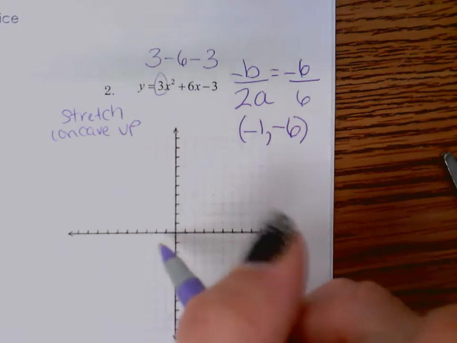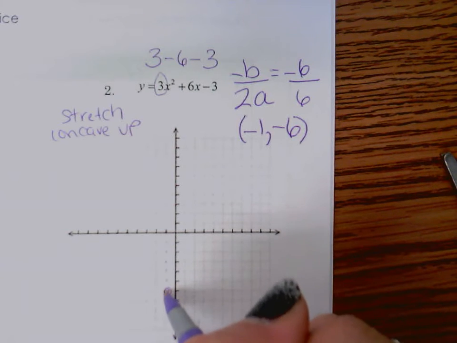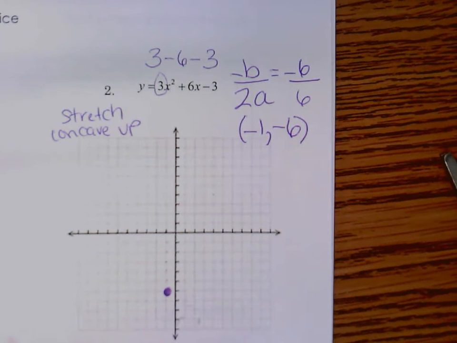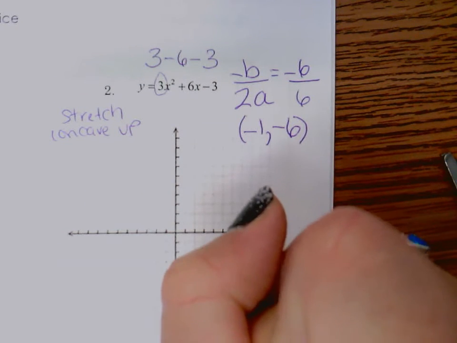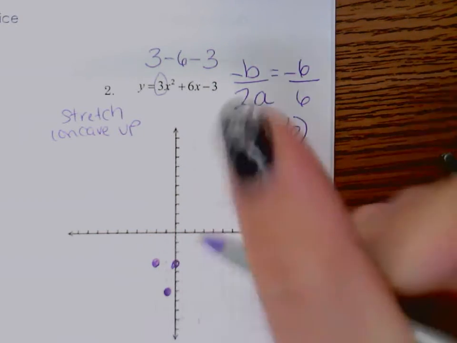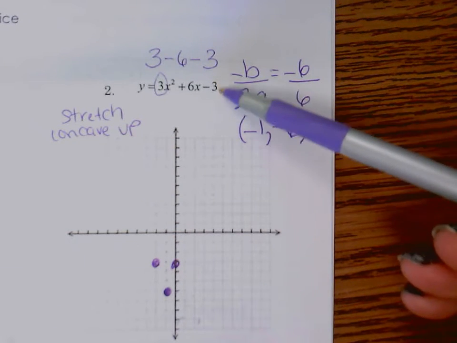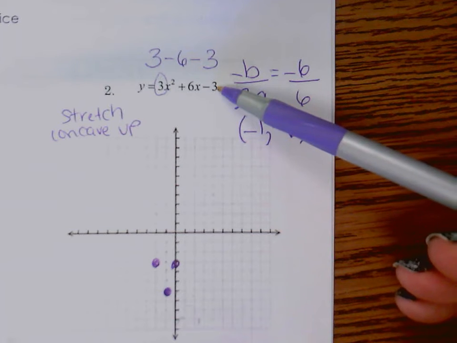So -1, -6. 1, 2, 3, 4, 5, 6. There's my vertex. And I know that I'm stretched and I'm concave up. So I think of the parent points, 1, 1, 2, 4, 3, 9. I'm going to stretch those. So instead of 1, 1, I'm going to do 1, 3. Over 1 from the vertex and up 1, 2, 3. I just hit the y-intercept. The y-intercept is -3. The c value should confirm that the y-intercept is at -3, and it does. So I'm going the right direction.